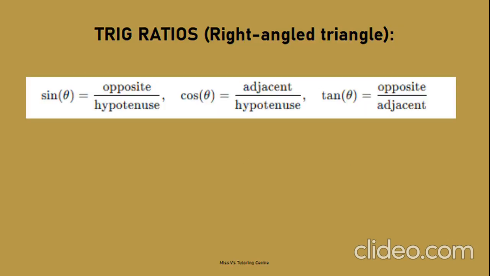So how it connects to trig functions, sine, cosine, and tangent. Trigonometry uses the ratio of triangle sides. So sine is equal to opposite divided by hypotenuse. Cosine is adjacent divided by hypotenuse. And tangent is the opposite divided by the adjacent. So sometimes you might use sine or cosine to find a side, then use Pythagoras' theorem to find the third side.